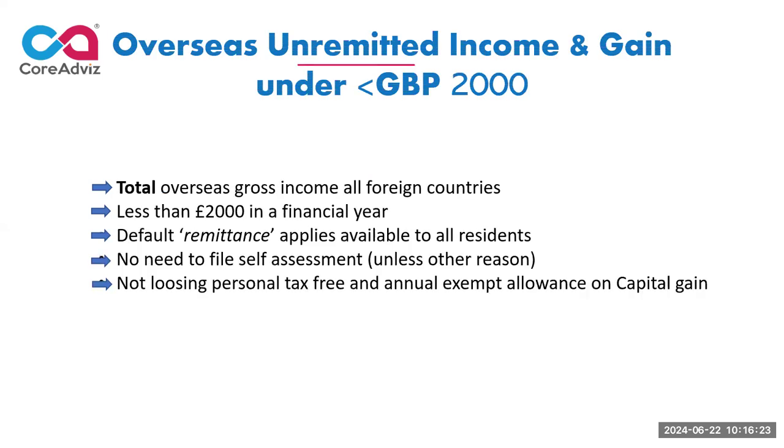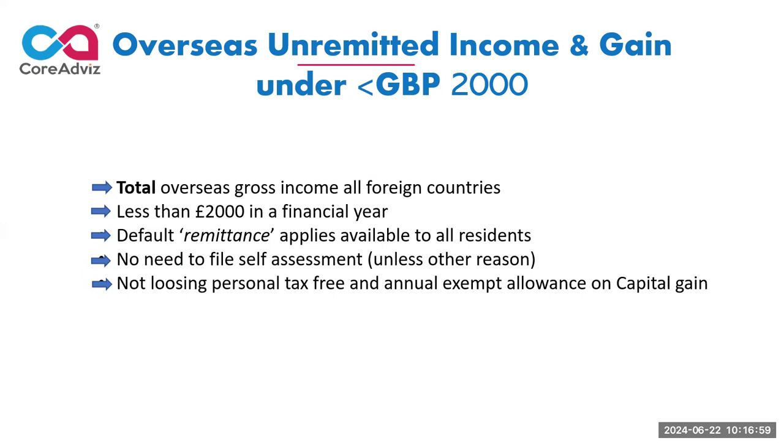This is one scenario: if your unremitted income overseas is below £2,000. This is available to all residents. You do not have to claim remittance basis. Being myself also, if I have stayed more than 7 years or I'm a British citizen, and even if I'm non-domiciled, I can opt for this, if I have unremitted income below £2,000 in all the countries' overseas income.